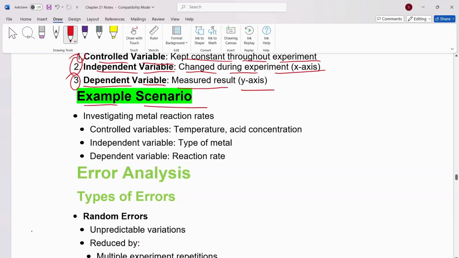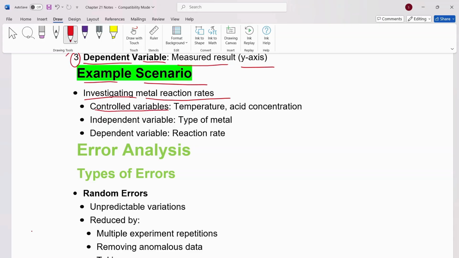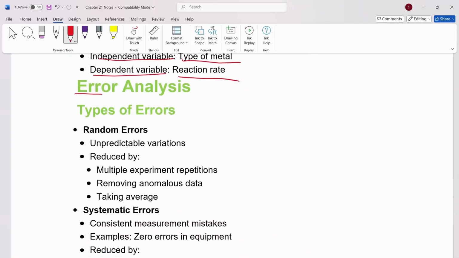Some example scenario: investigating metal reaction rates. Control variables, we have temperature and acid concentration. Independent variable, type of metal. Dependent variable is reaction rate.